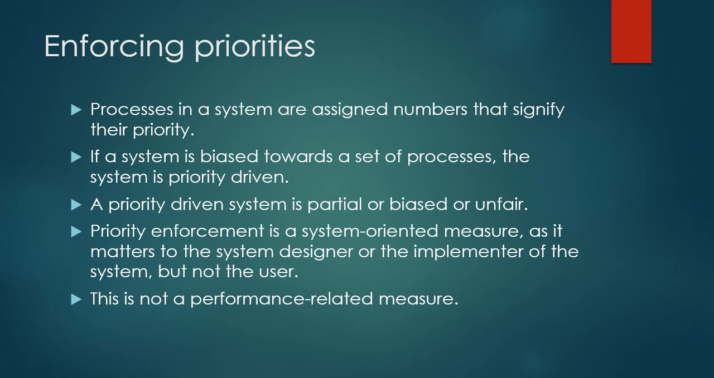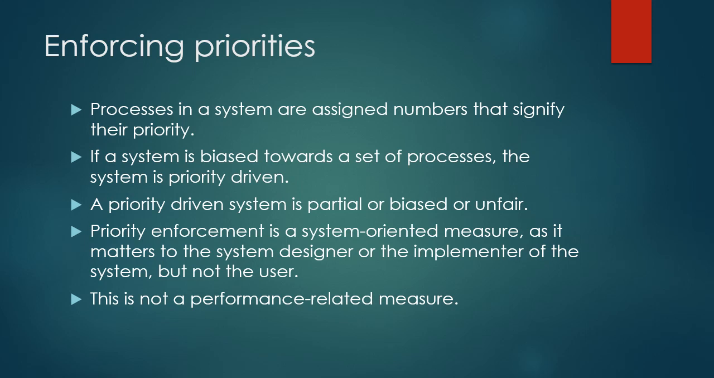Enforcing priorities. Processes in a system have been assigned numbers that signify their priority. For example, a process assigned the number 9 has higher priority than that assigned the number 3. If a system is biased towards a set of processes, the system is priority driven. In my second session, many students asked questions. I noted all the questions down. Then I answered Ali's query first. I have assigned a higher priority to Ali than the rest of the class. So to enforce that priority, I answered all other queries after answering Ali's query.